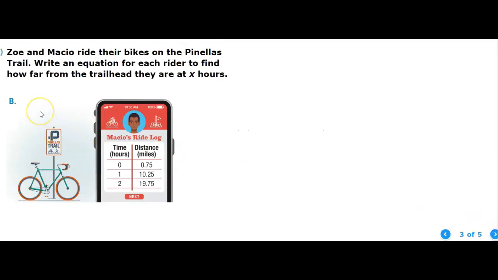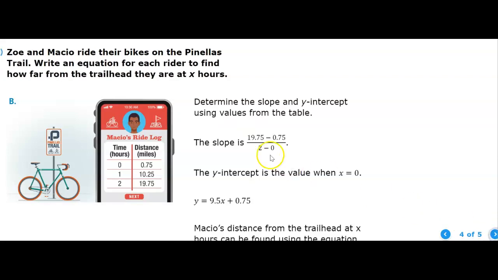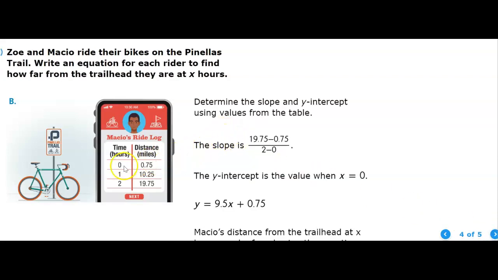Part B, this is for Masio. So he has his on his phone. And so from there, we're determining his slope using the equation y2 minus y1 over x2 minus x1. So they used 2 of the points here and subtracted them. And then we got the y-intercept.